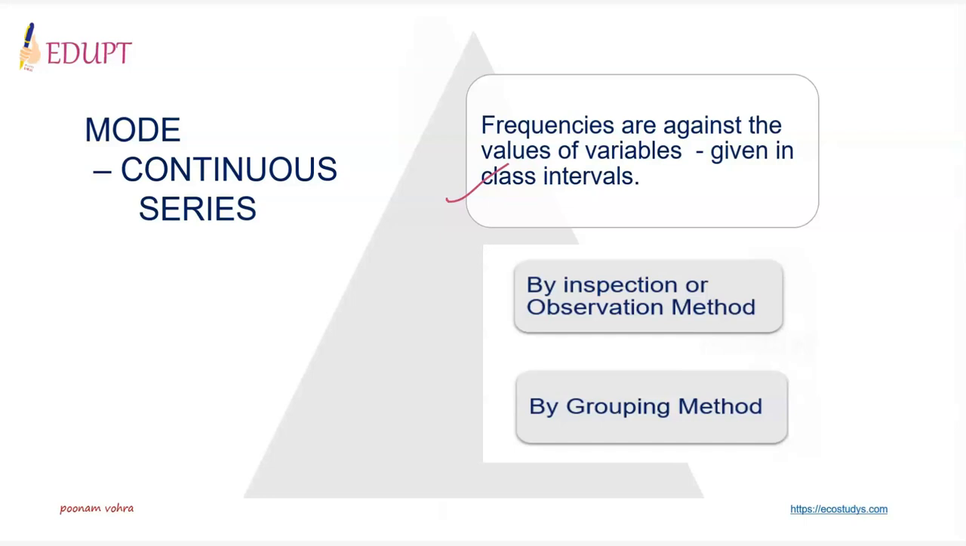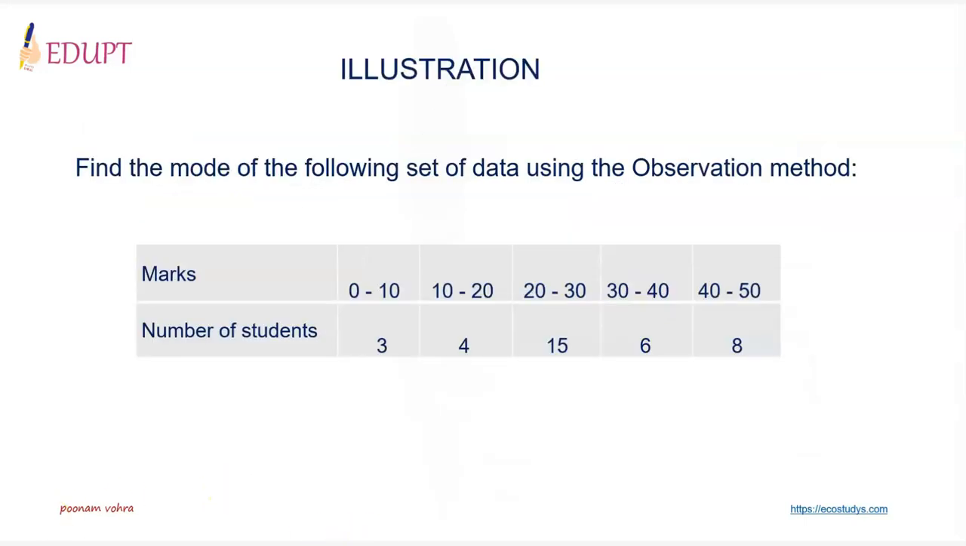Then there are two methods of calculating mode. One is by inspection or observation method and two is by grouping method. We shall begin with the observation method. Have a look at the illustration. You need to find mode using the observation method for marks and number of students. Marks are given in class intervals beginning from 0 to 10 till 40 to 50 and number of students as frequencies are known to us.